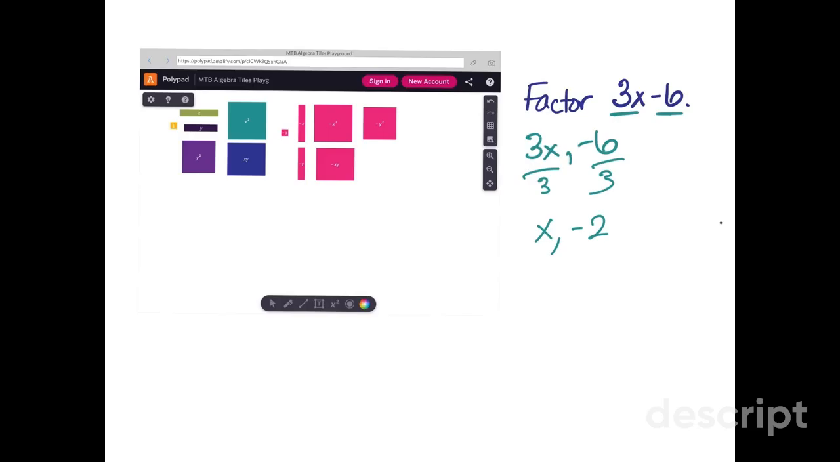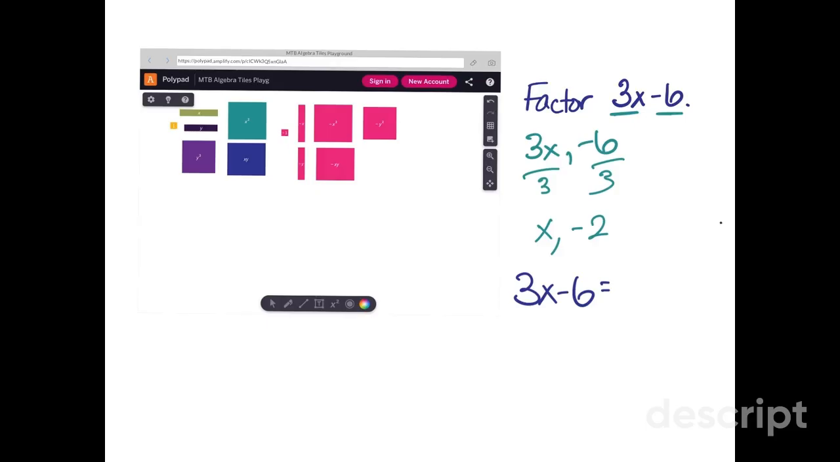So if I want to factor, what I'm doing is I'm rewriting 3x minus 6 in a way that looks different but means the same. So it's like going by different names in different groups, or doing your hair differently on a different day. You're still the same person, but maybe you look a little different.